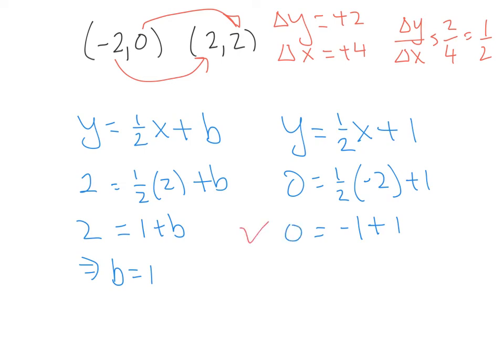That gives us a correct answer, and therefore this is the equation of the line that goes through these 2 points. Sometimes the numbers are a little messier, but this was a nice clean one, even though we have a fractional slope. And we can calculate b quite easily, and in this case we got a whole number.